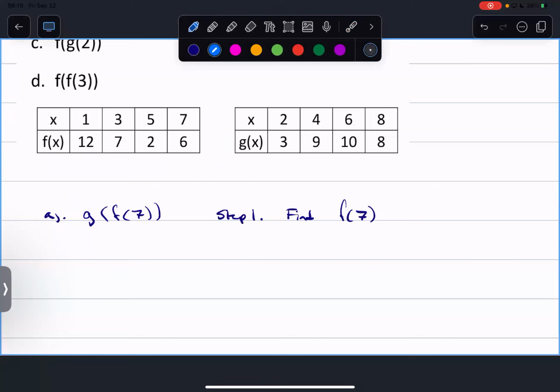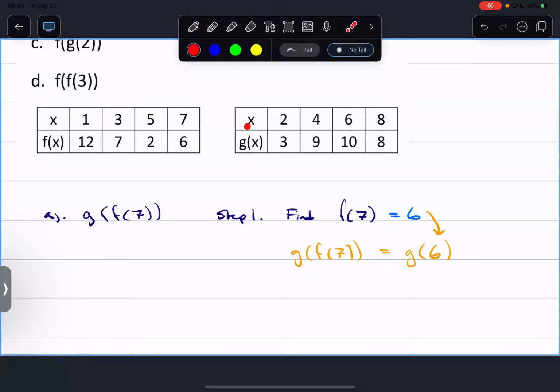And so here I'm saying, okay, we give it an input of 7, and then we go to the table, which tells us that the output is going to be 6. Now, you blur the f of 7 out and you replace it with a 6, right? And so now g of f of 7, oops, that doesn't look like a 7, is the same as g of 6, right? G of 6 links us over here, right? So now I'm in the g function, and I give it an input of 6, and I get an output of 10. Woo!